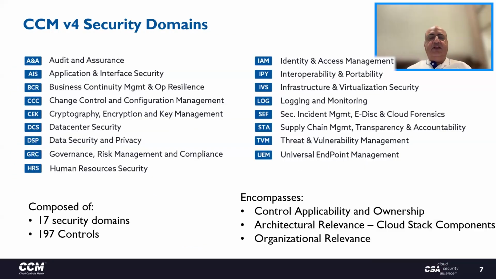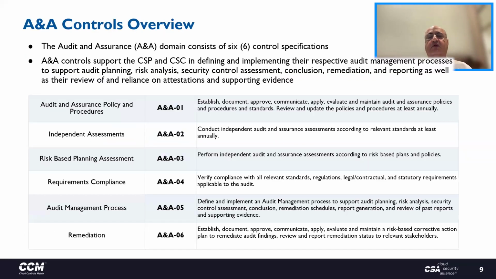So these are the 17 domains as part of the CCM framework, starting from audit and assurance, which we are going to discuss today. There are about 197 controls in total, and that encompasses control applicability and ownership, architectural relevance, cloud stack components, and organizational relevance. If you see, it is covering the entire domain of cybersecurity.